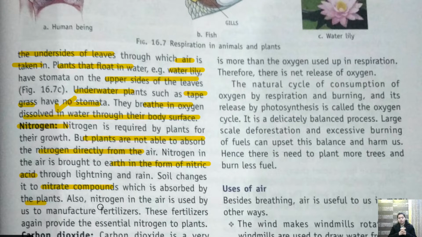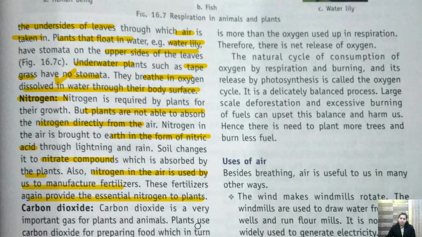खाद बोलते हैं हम इसको हिंदी में. तो जो पेड़ों में खाद पड़ती है, the maximum content is nitrogen. Okay, so nitrogen in the air is used by us to manufacture fertilizers. These fertilizers again provide essential nitrogen to plants.